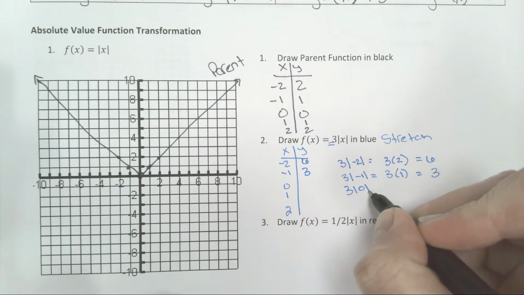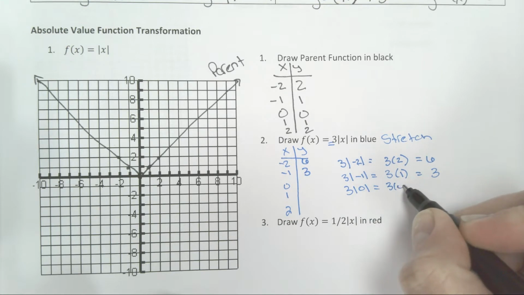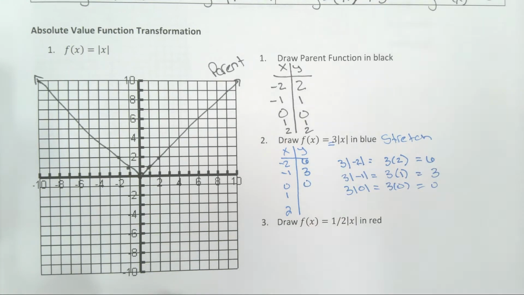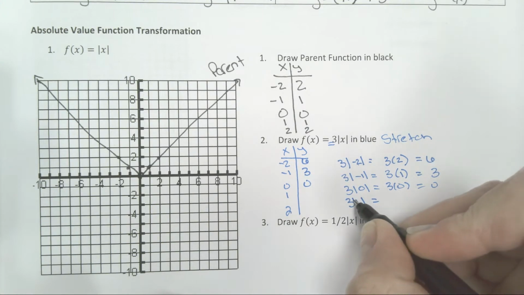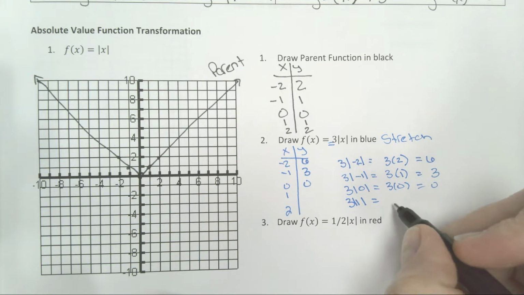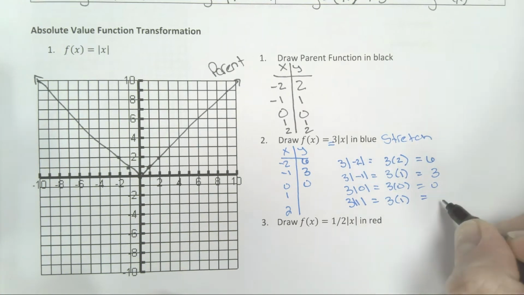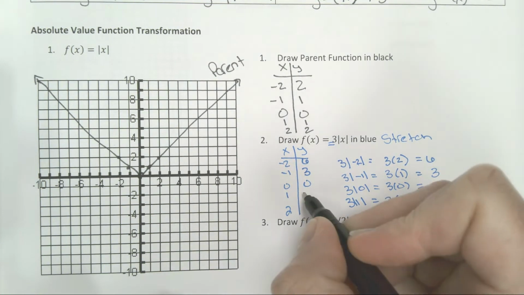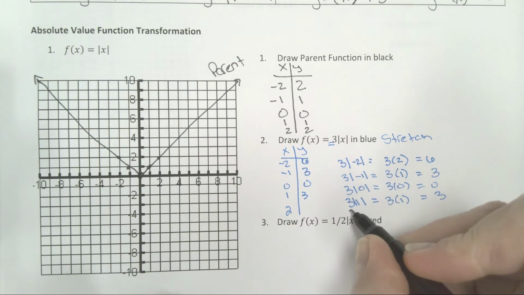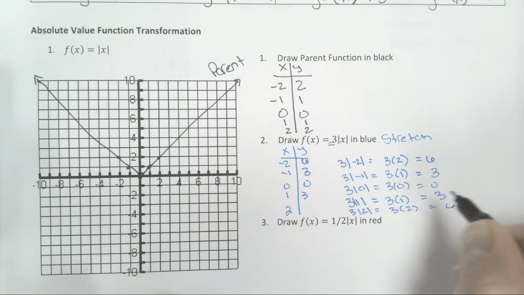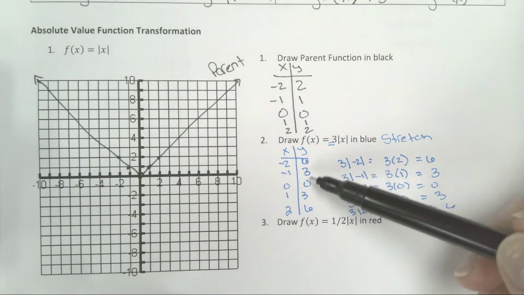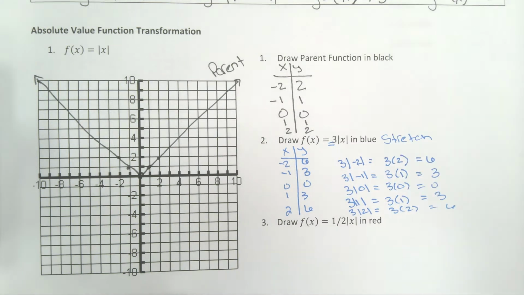3 times the absolute value of 0, and 3 times 0 is still 0. 3 times the absolute value of 1. The absolute value of 1 is 1, and 3 times 1 is 3. And you can see if you plug 2 in for x, you would have 3 times 2, which equals 6. So all of these y values are 3 times the amount that they were in the parent function.